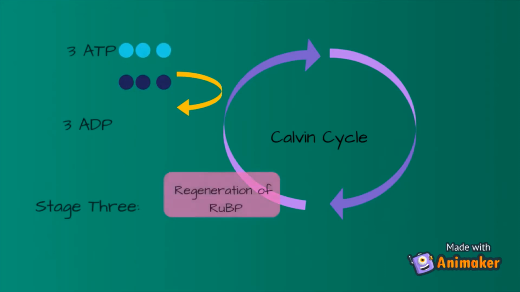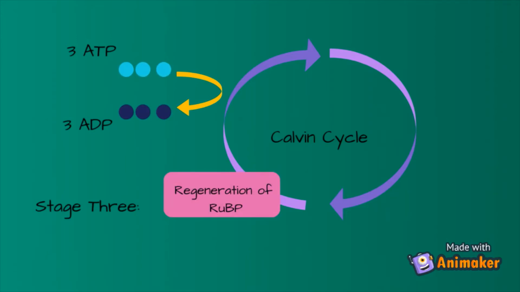In the final stage of the Calvin cycle, regeneration, some of the G3P molecules produced in the second stage are used to produce glucose, while others are recycled to regenerate the RUBP acceptor. This requires energy, so ATP is used and converted to ADP.